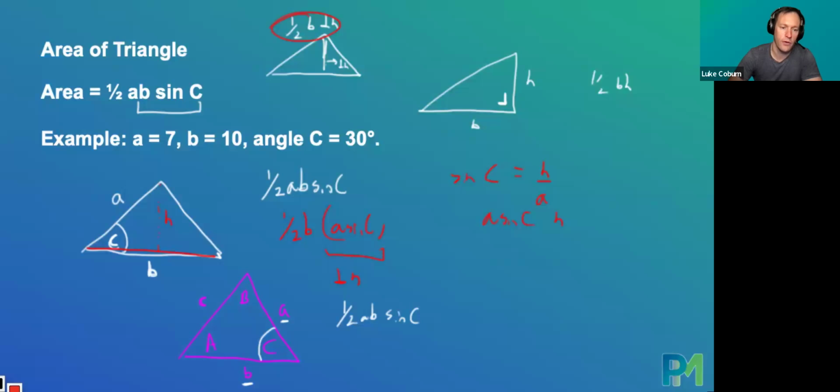That's A, B, and the angle in between. But we could do B, C, and the angle in between: half BC sine A, or we could do half AC sine B. They're all the same. They're all equivalent formulas, okay?